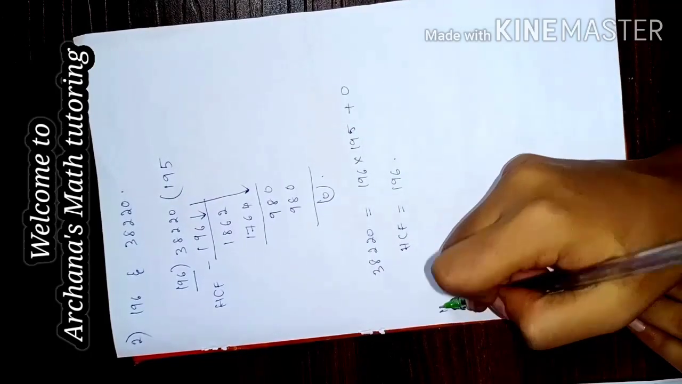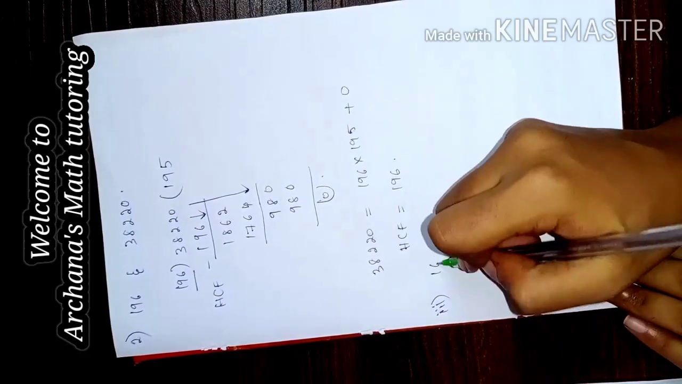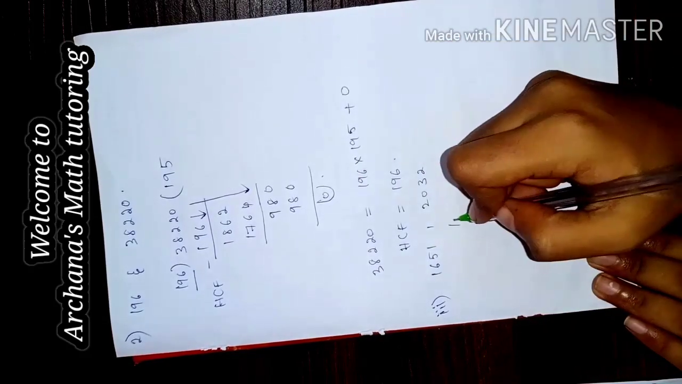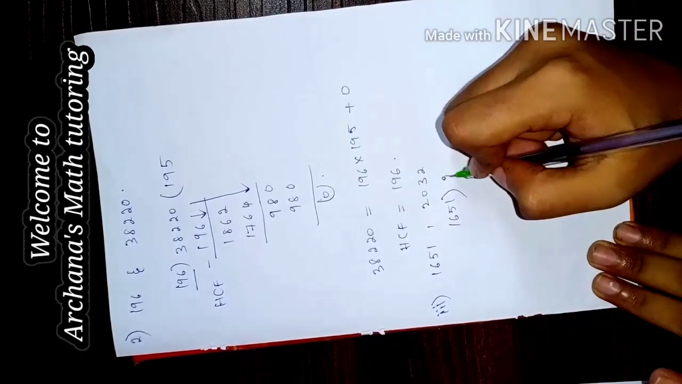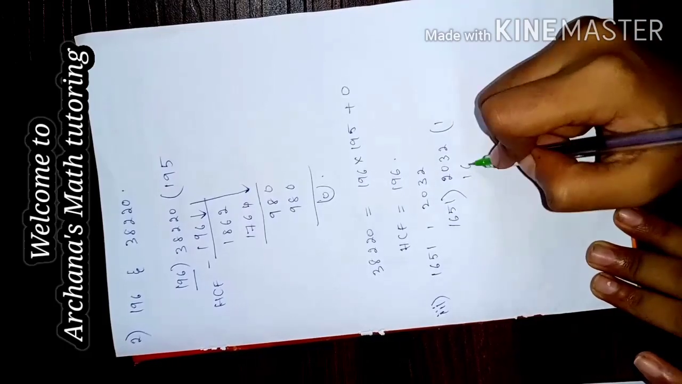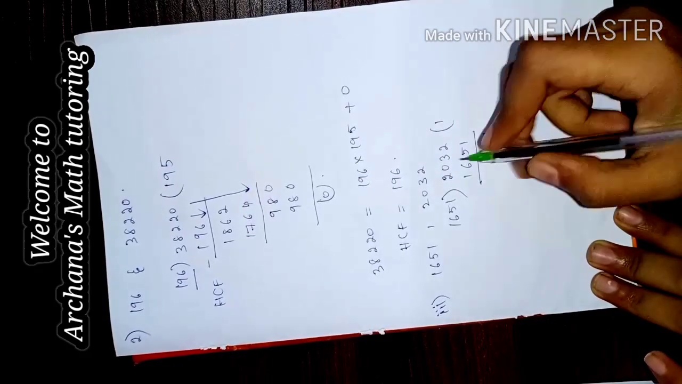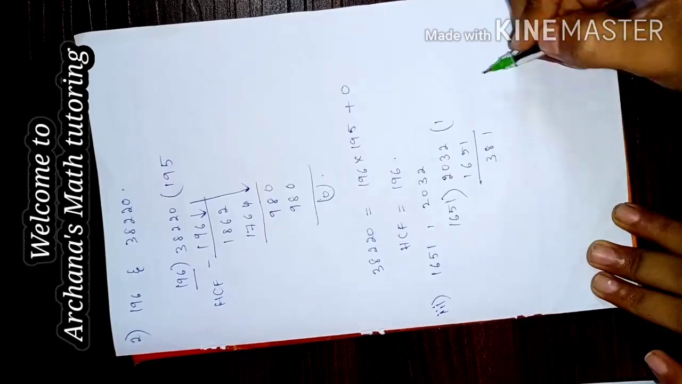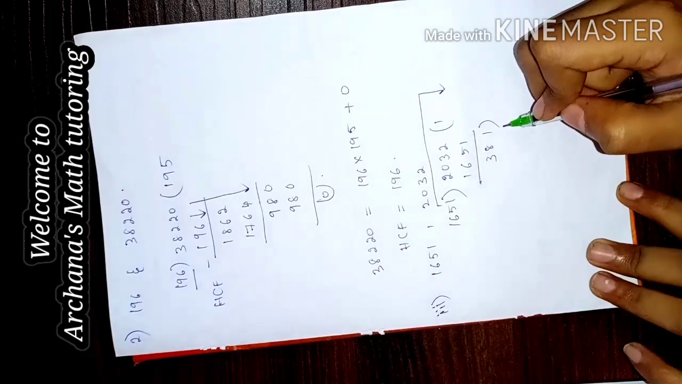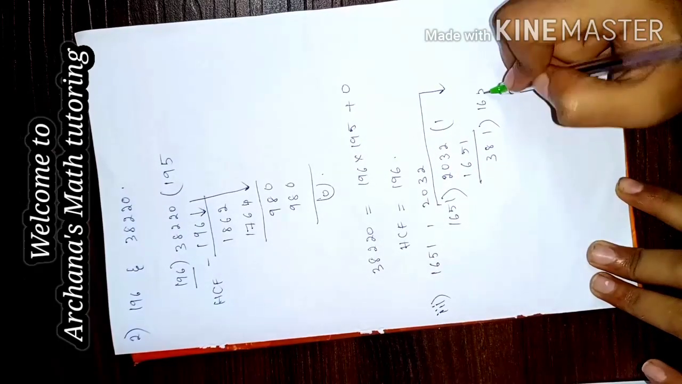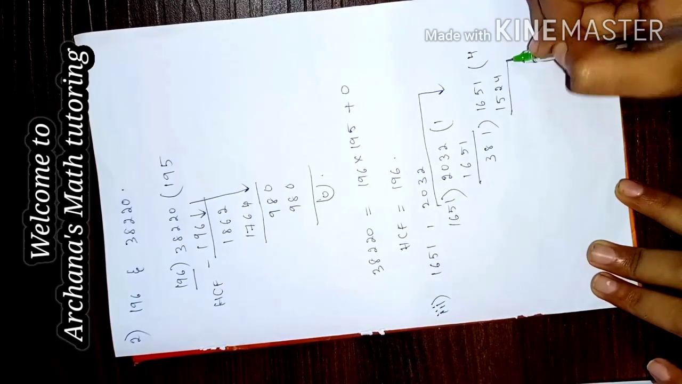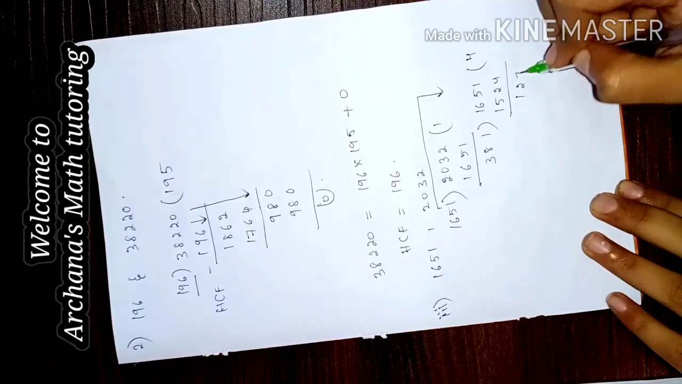Now moving on to the third problem. This is 1651 and 2032. So 1651 is the least number, so we will be writing it on the left side, 2032 in the middle, and on the right side we will be finding the quotient. 1651 once, 1651. The remainder is 381. Now again bring this 1651 down because the remainder is not 0. 1651, 381 4s, 1524. The remainder is 127.